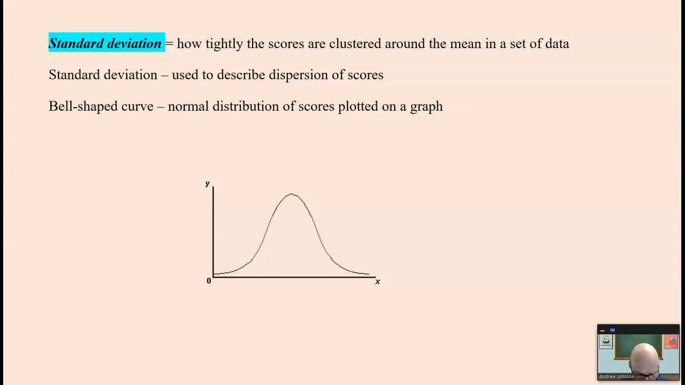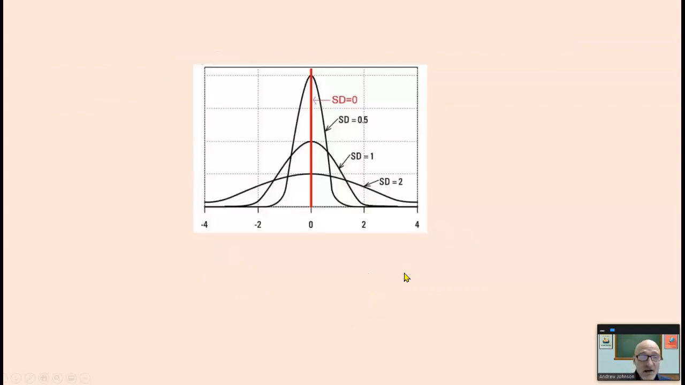In a normal distribution, a normal population, you get this nice bell-shaped graph where 50% are above and 50% are below. If it is a small standard deviation, you get this tight cluster. If it's a large standard deviation, you see the scores are more spread out. And this is a normal distribution. You get the bell-shaped curve.